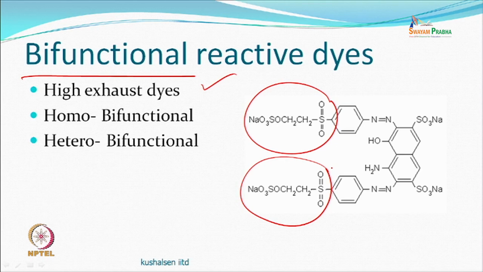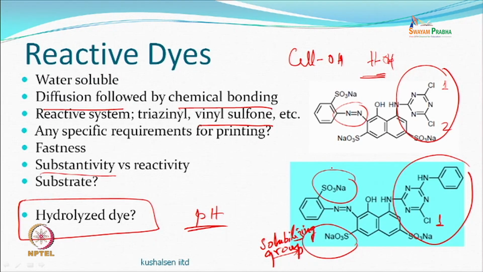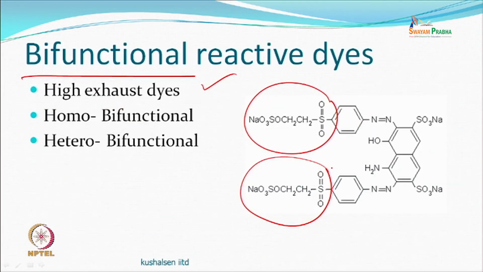You must appreciate that here also there are two chlorines, but this is not called a bifunctional dye, because these chlorines are on the same reactive group. Bifunctional dyes are the ones which have two different reactive groups. They can be homo-bifunctional like this, where both are vinyl sulfone, or hetero-bifunctional, where one could be triazinyl and the other vinyl sulfone, or any other reactive group which you make. Those are called bifunctional reactive dyes.